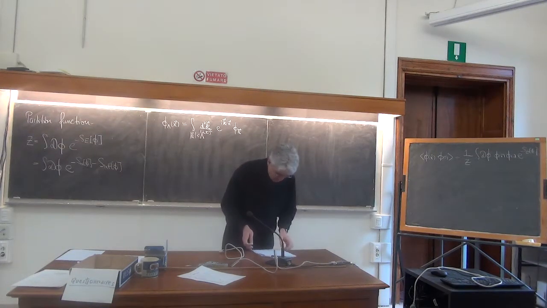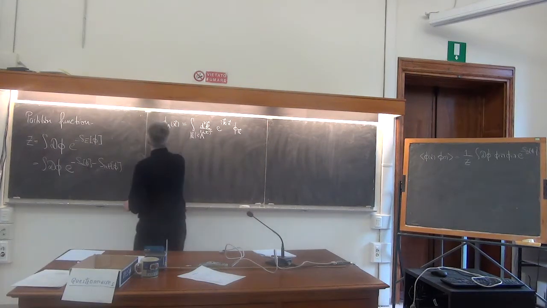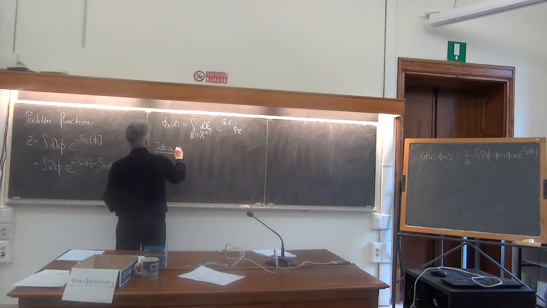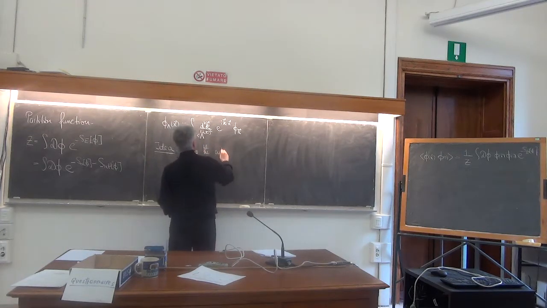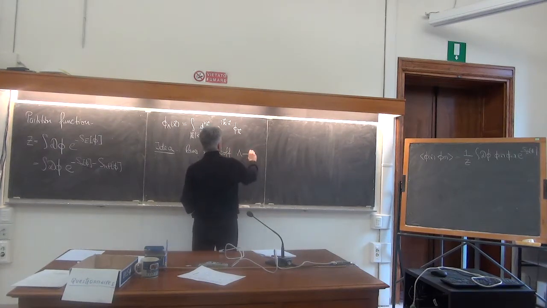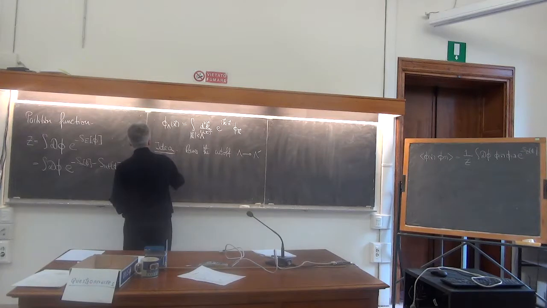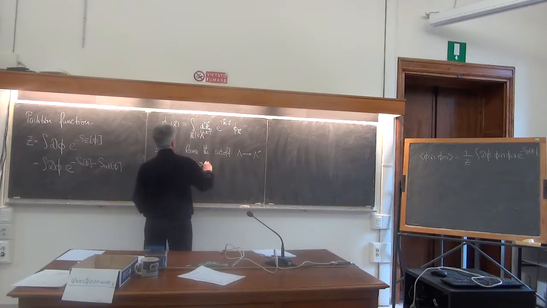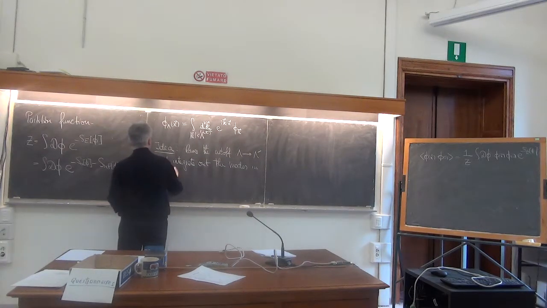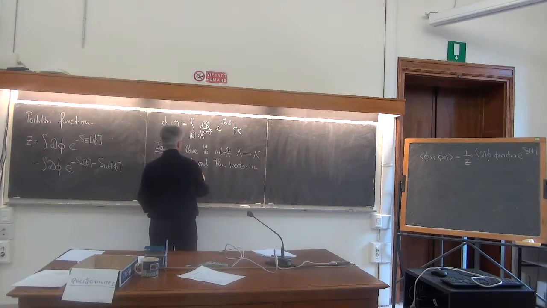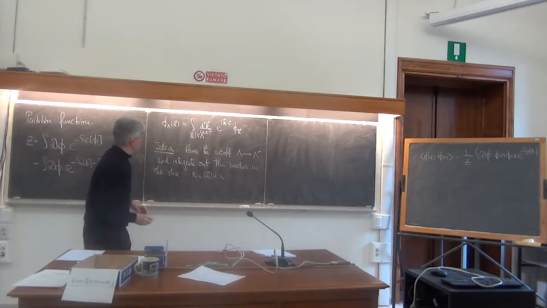Okay, now the idea is to lower the cutoff from lambda to lambda prime and integrate out the modes in the slice lambda prime less than the absolute value of k less than lambda, in our path integral.